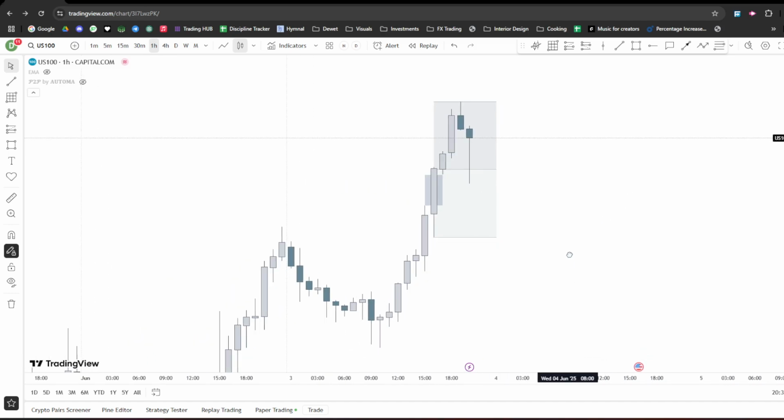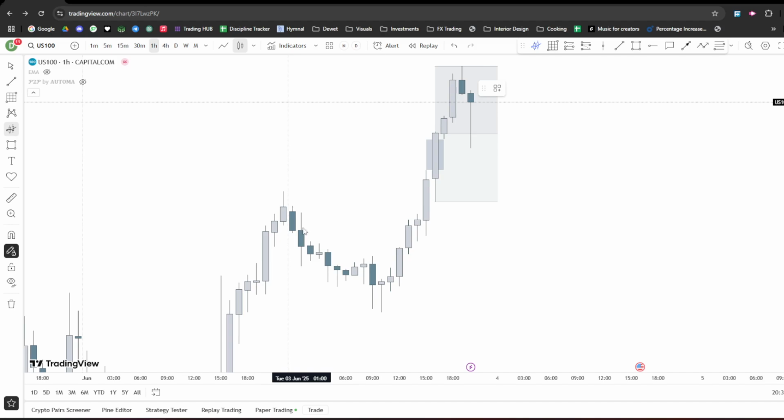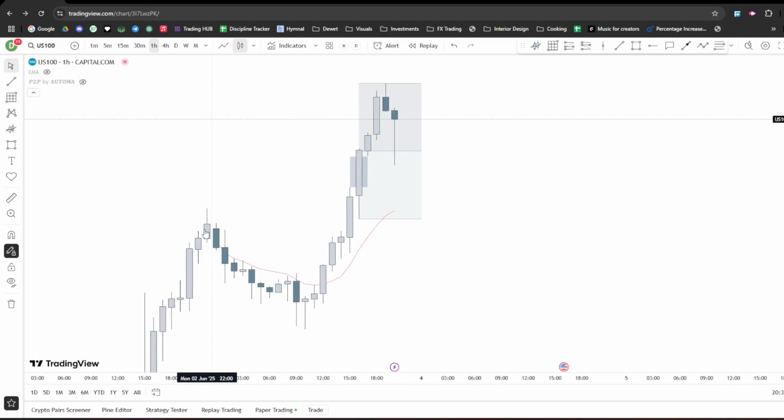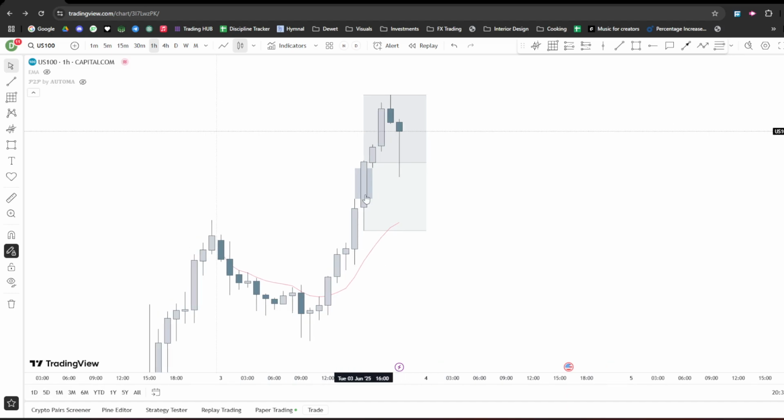Before I even do this, every start of the new day, I add an anchored VWAP. What I'm looking for is to see if price is above the anchored VWAP of the new day. If so, I'm looking for longs. If it's below the anchored VWAP, I'm looking for shorts.